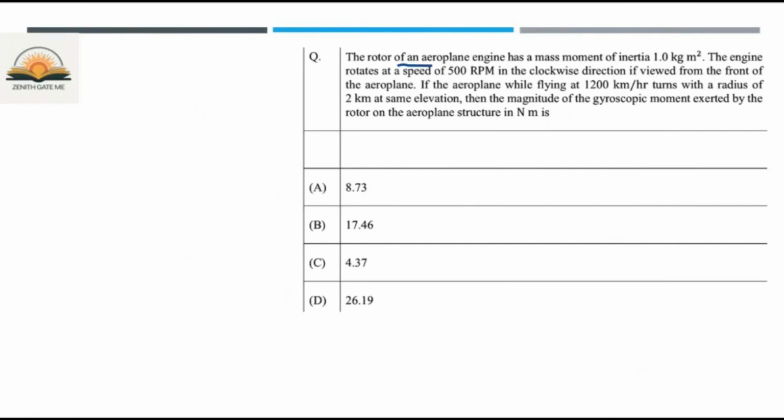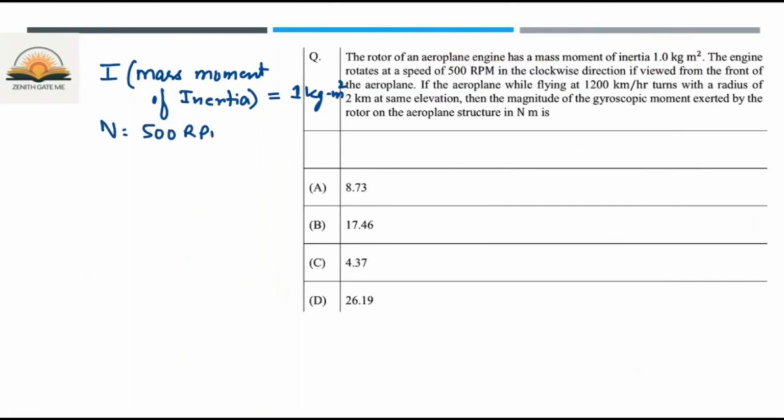What is the question? The rotor of an aeroplane engine has a mass moment of inertia. Okay, so let me write what data is given. I is nothing but the mass moment of inertia, which is 1 kg meter square. The engine rotates at a speed of 500 rpm in the clockwise direction, if viewed from the front of the aeroplane. That means the rpm value is given as 500 rpm, which is clockwise. Fine.